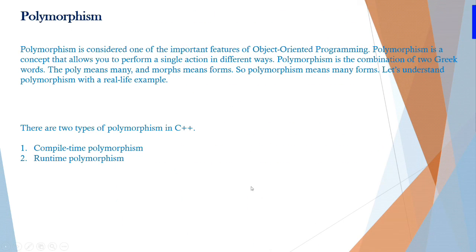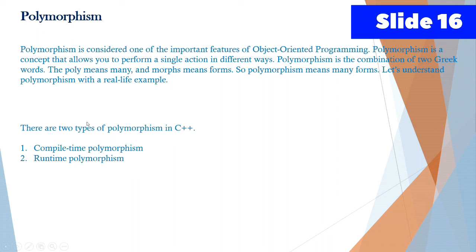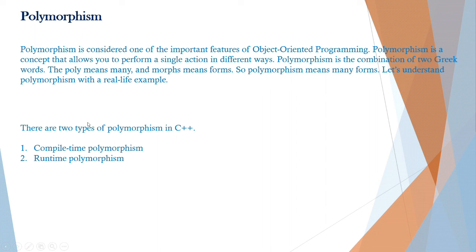Now we will read about polymorphism. Polymorphism is as important a topic as inheritance. It is considered one of the important features of object-oriented programming, as I have already told you. Polymorphism is a concept that allows you to perform a single action in different ways. You are a child of your family, you are the boyfriend of your girlfriend, and someday you will become the father of your son. This is called polymorphism, where the same person behaves in many ways.